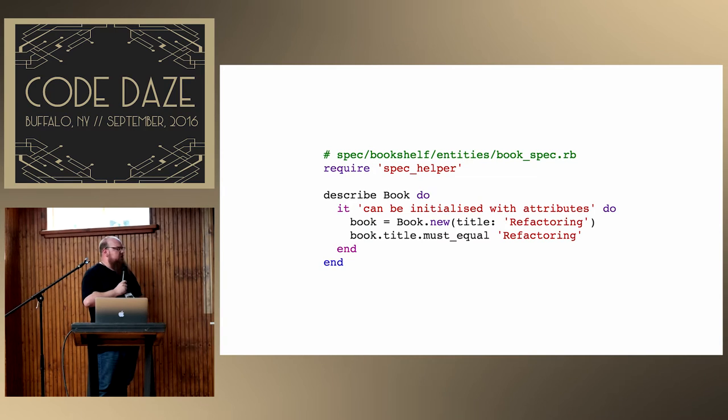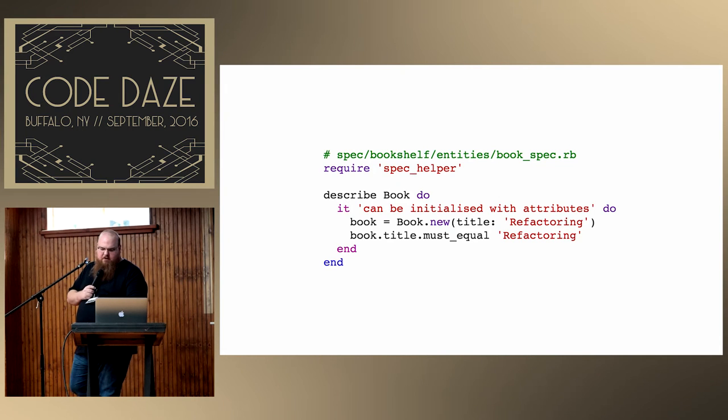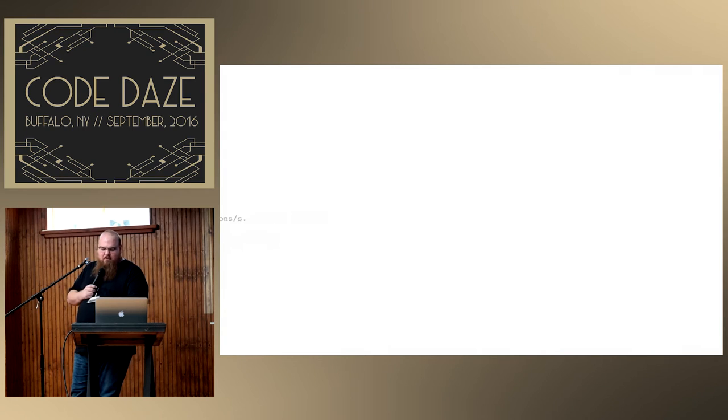But we can just say, hey, if we say Book.new and we pass in the title of Refactoring, then the book title should equal Refactoring. Sure enough, it does. If we try to say book.year_released, then it would just be like, I don't know what you're talking about. So that's where the attributes come into play, the entities. So you run that test, it passes.